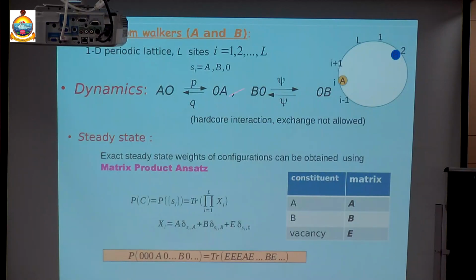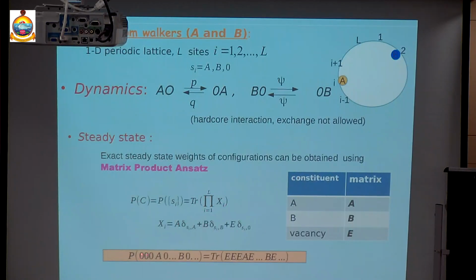For the solution of this problem, after a long time the situation will go to a stationary state, and I want to describe the stationary state with the probability of a configuration as a trace of matrices. In any configuration you have only A, B somewhere, and everywhere else there are zeros. I will replace A by matrix A, B by matrix B, and 0 by matrix E. That's called a matrix product state. The probability of a configuration is just the trace of the corresponding matrices.